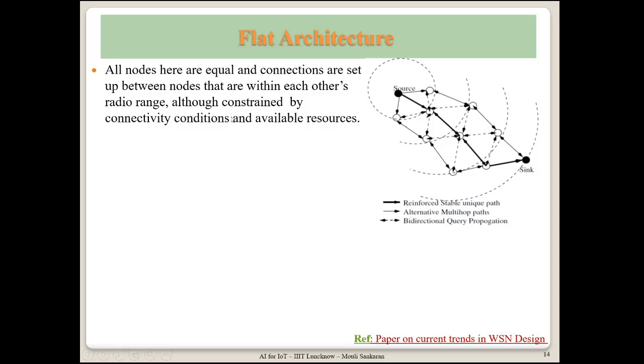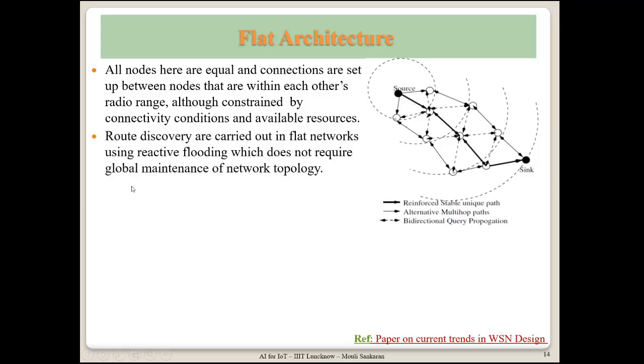Although constrained by connectivity conditions and available resources, of course, even though you have a range, not all the nodes may be in a visible range. Maybe some may be in a shadow range, or some may have low power, or some may even be dead. So not all devices will be communicating with each other, but whoever is in the range will be able to communicate. Now we need to find a route so that finally any device here will be able to reach the sink. The aim is to communicate what is being sensed by each of the nodes to the sink.